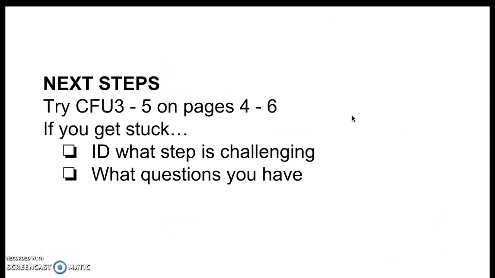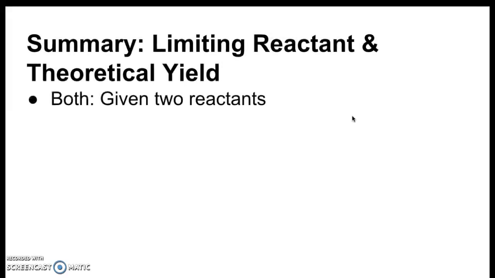Your next step is to try CFUs 3 to 5 on the next few pages. And again, identify any questions or steps that are challenging. Just to quickly summarize what's going on here. For both limiting reactant and theoretical yield problems, they're different than mole-to-mole because you're given the amounts of 2 reactants.